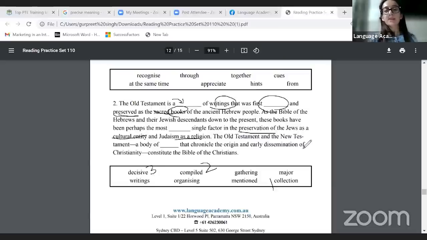The Old Testament and the New Testament, a body of dash that chronicle the origin. So a body of something, but then the verb is without S. It is not chronicles. If the answer would have been chronicles, you need a noun which should be singular. The verb is singular. That means we need a noun which should be plural. And there was only one plural noun. No other one. So we'll go with body of writings that chronicle the origin.